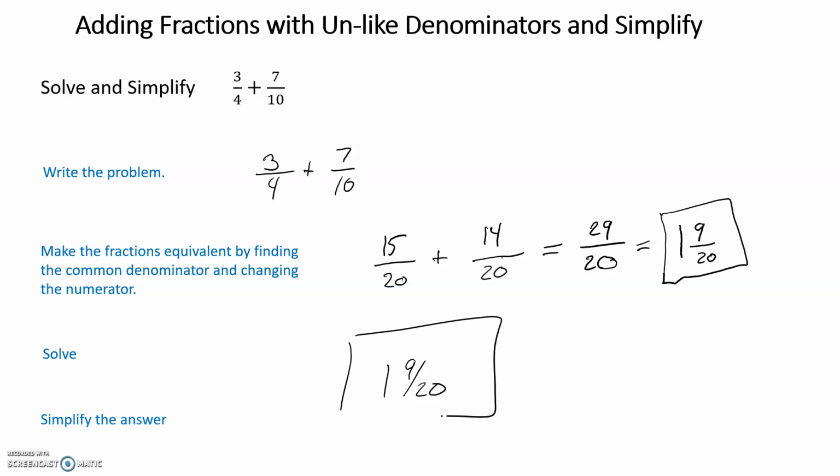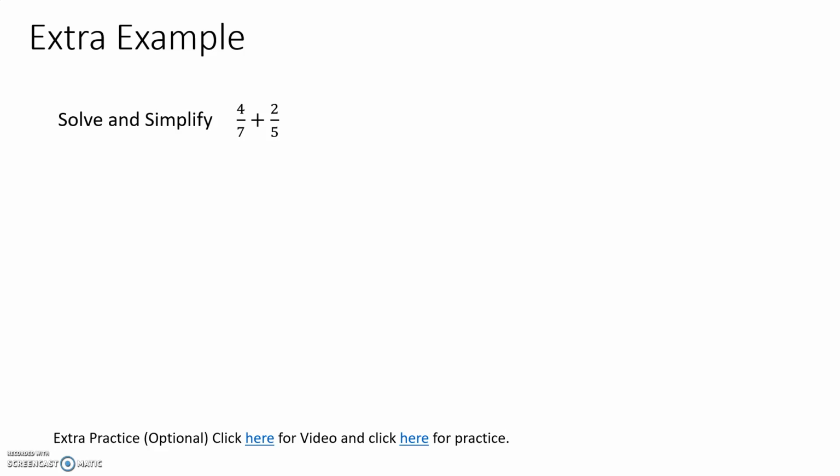All right. So let's go ahead and do an extra example. If you're happy with it, go ahead and do it on your own. But this one I'm going to go into more detail on how to find the common denominator. All right, so I have 4/7 plus 2/5. Okay, so 4/7 plus 2/5.